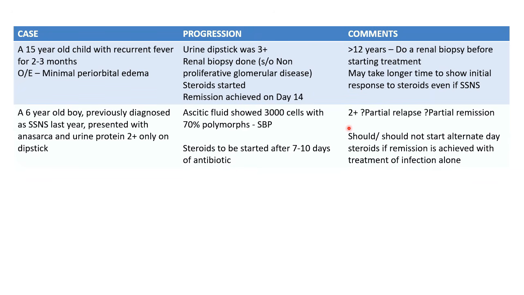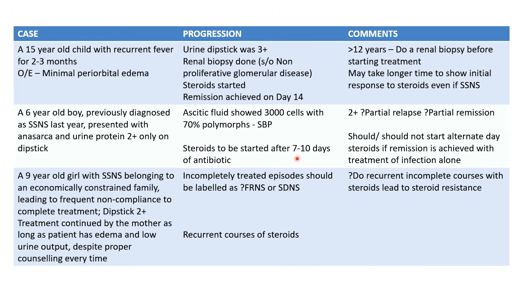Now my query is that 2+ protein, is it partial relapse or partial remission? And should or should not we start alternate steroids once remission has been achieved with the treatment of infection alone? Like many a times, for example, this patient is SBP. Once we treat SBP, then the patient might go into remission. So should we start alternate steroids at that time or not?